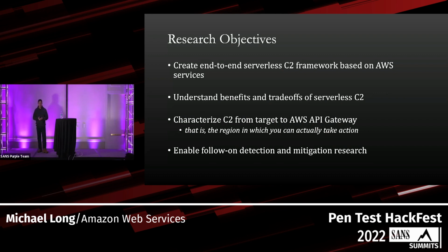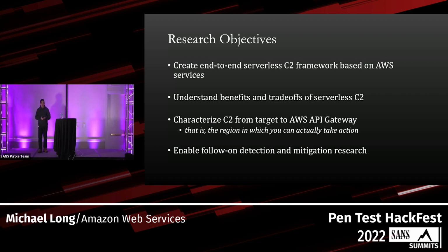So in order to do this, one of my key goals was to create a no-kidding working end-to-end serverless C2 framework based on AWS services. Notionally, you could probably build something like this that's provider agnostic, but I wanted to go deep with a single provider so I could focus on those details and perhaps at a later time expand to other cloud providers. I also wanted to understand benefits and trade-offs of serverless C2, both in terms of the developer experience as well as the red team operator experience.